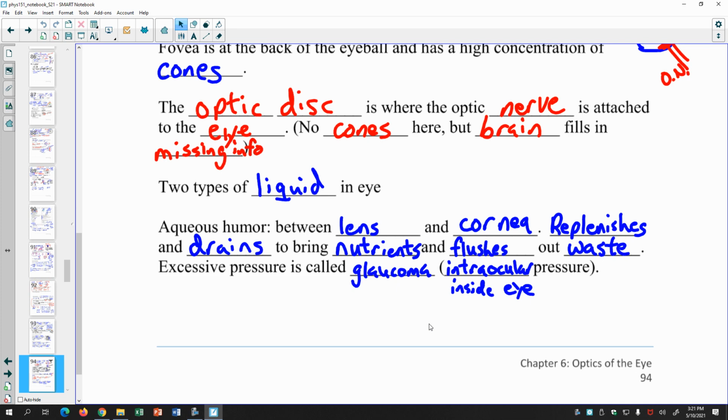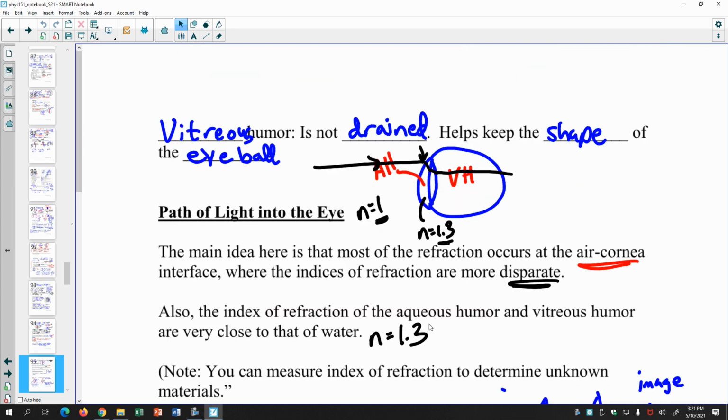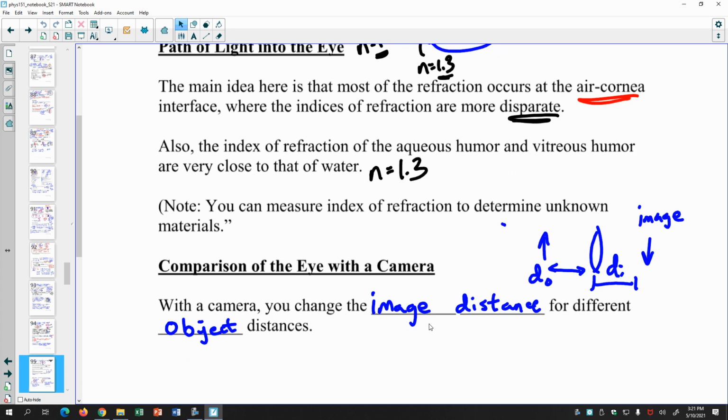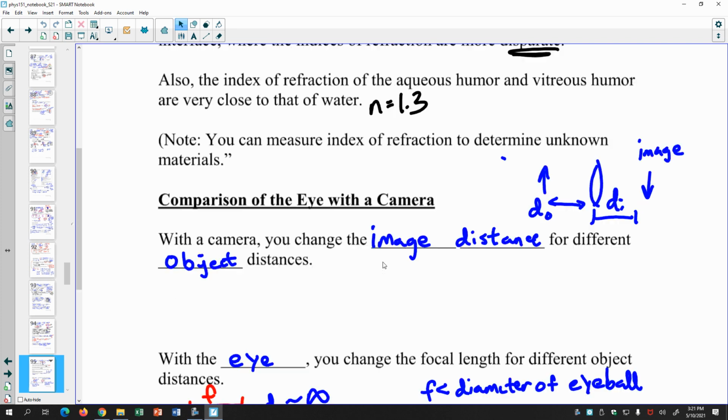The liquid, I don't get into that because we covered that in the chapter on fluids, so don't worry about the liquid in the eye. And then the path of the light into the eye and comparison with a camera. We talked about that, and then we watched that video too, sort of how they are similar and how they are different, that the focal length of the eye changes, the image distance of the camera changes.